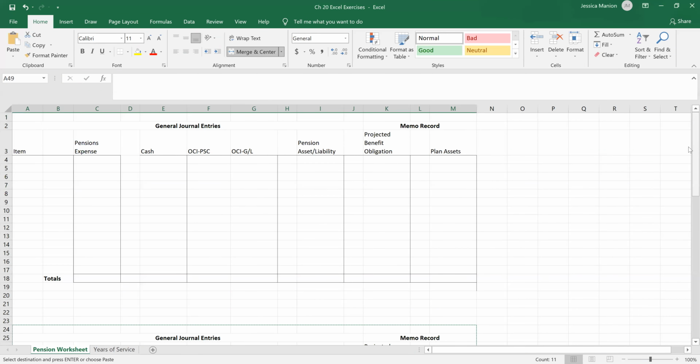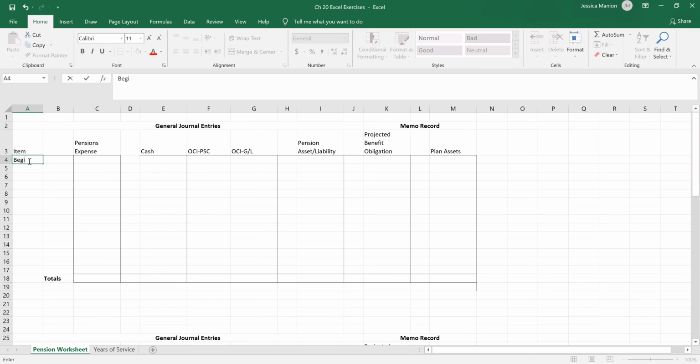So, okay. Problem 20-2. It says Jackson Company adopts acceptable accounting for its defined benefit pension plan on January 1, 2016, with the following beginning balances. So plan assets are 200,000. I'm going to go ahead and just type this in as they're giving it to us. So beginning balance, January 1, 2016, we've got plan assets of 200,000.